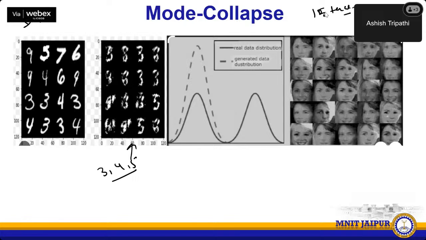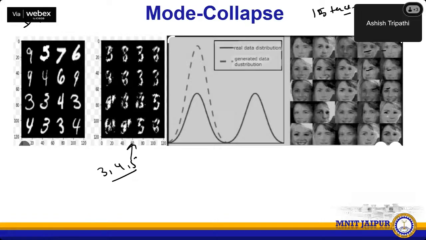I want to generate diverse faces. This is my expectation from the generator. However, as a matter of fact, it is able to generate only 2 faces. It is generating similar kind of faces. This is called the mode collapse problem.